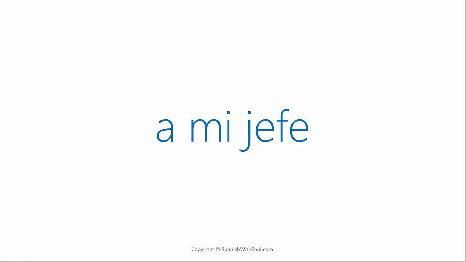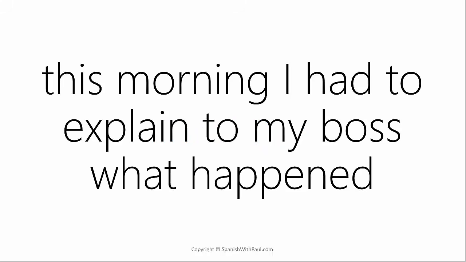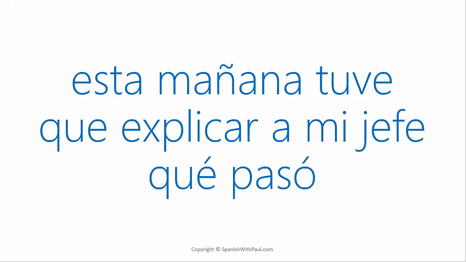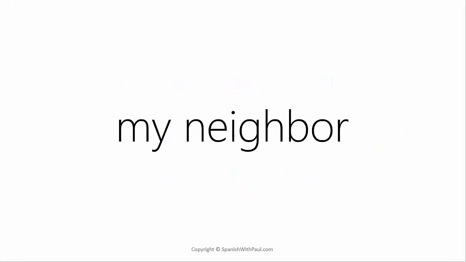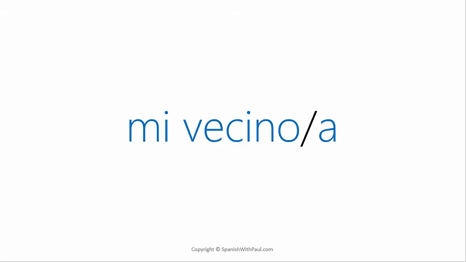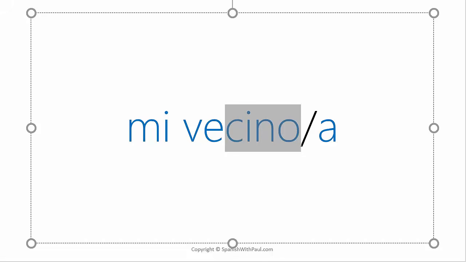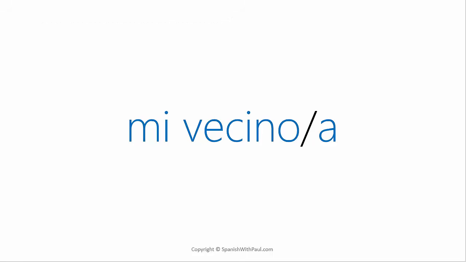A mi jefe. How would you say, this morning I had to explain to my boss what happened? Esta mañana tuve que explicar a mi jefe qué pasó. My neighbor in Spanish can either be mi vecino or mi vecina. If it's a male neighbor, it will be vecino. If it's a female neighbor, it would be vecina.